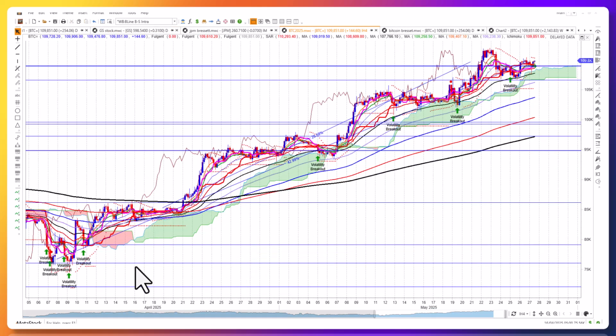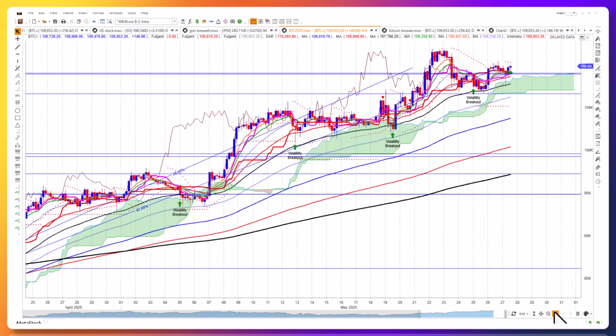In terms of the artificial intelligence buy signals on the Ichimoku Cloud, you can see plenty of volatility breakout buy signals there across the cloud, and those are all very profitable. We had another confirmation buy volatility breakout here, another volatility breakout there, another one there, and then we've got the most recent. So we've got quite a few highly profitable artificial intelligence generated signals on Bitcoin.